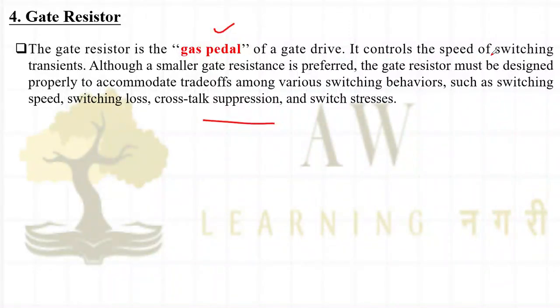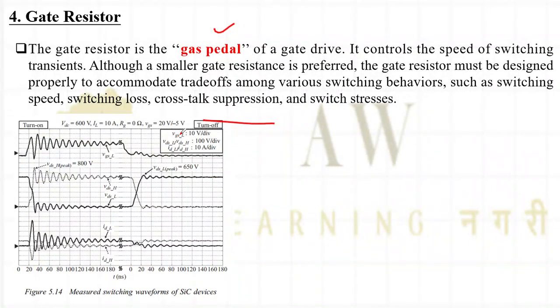It controls the speed of the switching transient. Based on the value of the resistance, it will control the switching transient. Although a smaller gate resistance is preferred, the gate resistance must be designed properly to accommodate the trade-off among various switching behaviors such as switching speed, switching loss, crosstalk suppression and switch states.